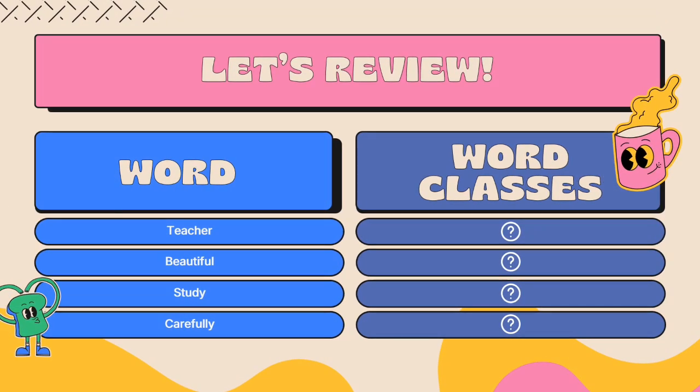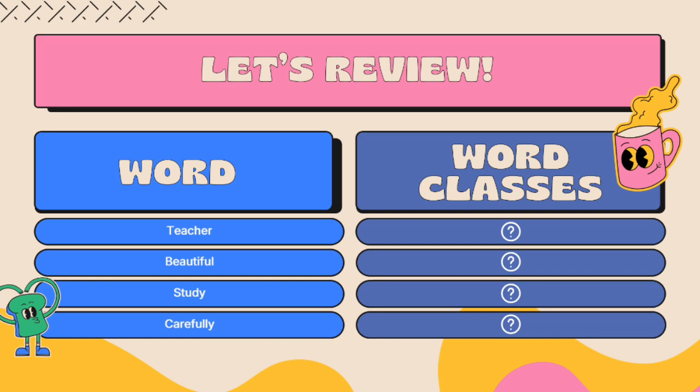A noun names a person, place, thing, or idea. A verb shows an action or a state. An adjective describes a noun. And an adverb explains how an action happens. If you remember these four functions, identifying word classes will become much easier.